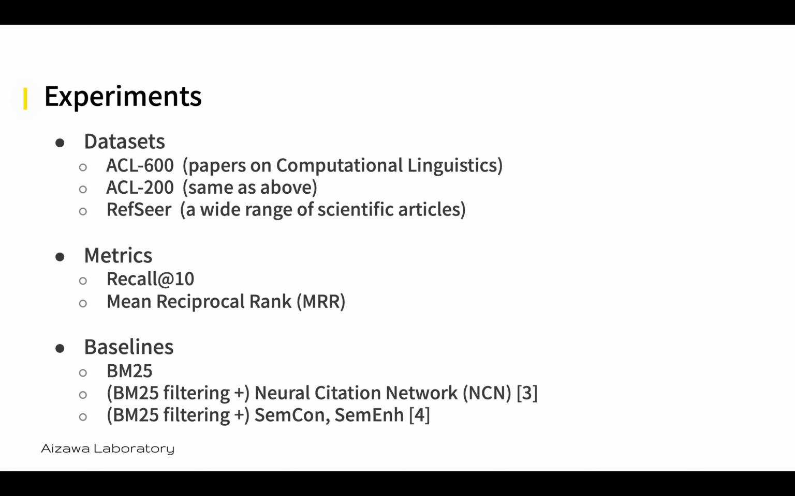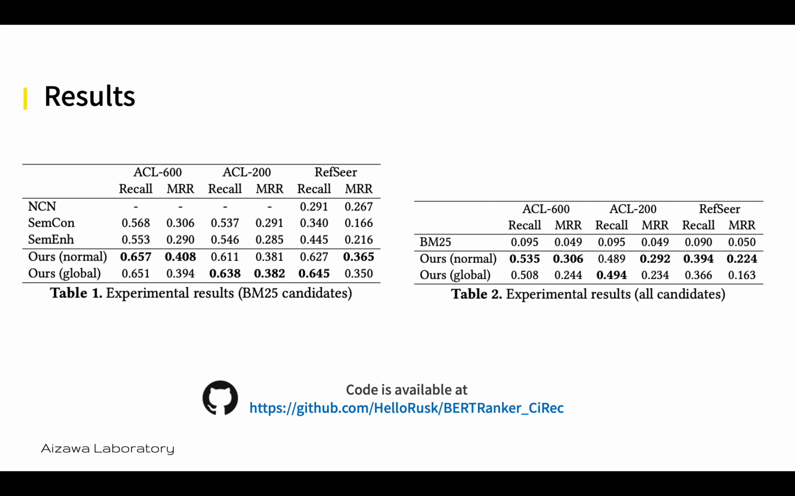We evaluate our model on three datasets: ACL 600, ACL 200, and RefSeer. ACL 600 has longer citation context than ACL 200. The main results are shown in these tables. Overall, we observe substantial improvements over the three baselines across all datasets. Notably, the global model shows better performance in ACL 200, suggesting that global information is effective, especially when local information is inadequate. Here are the references.